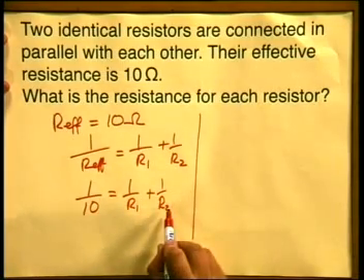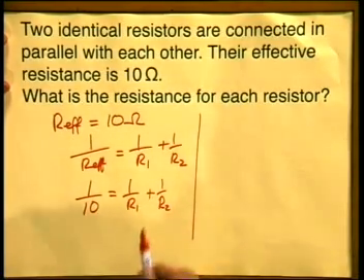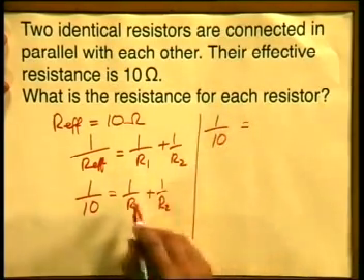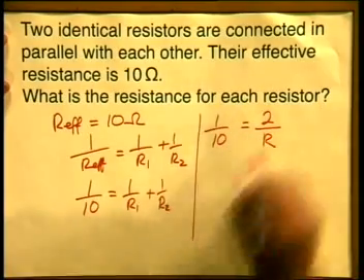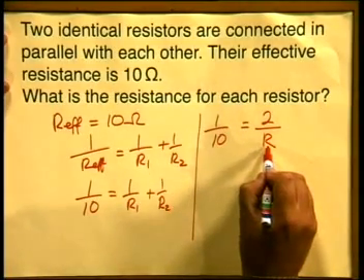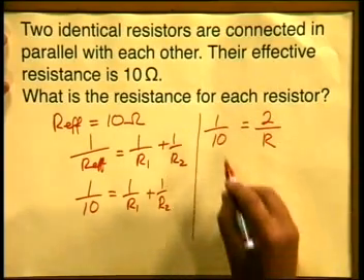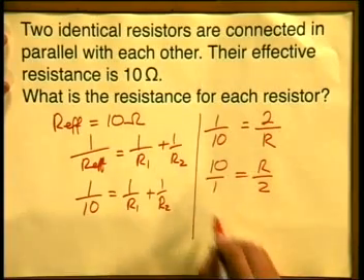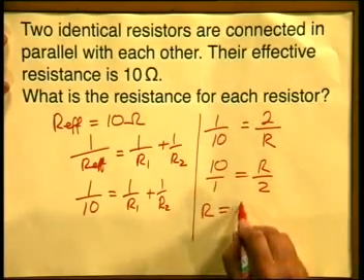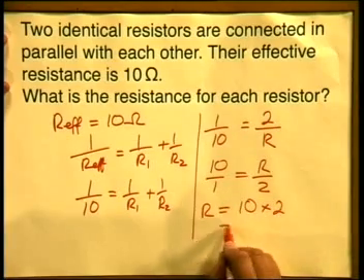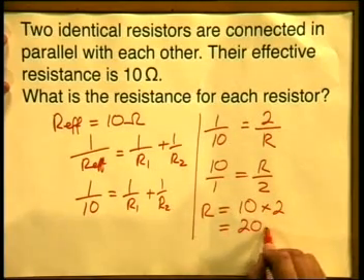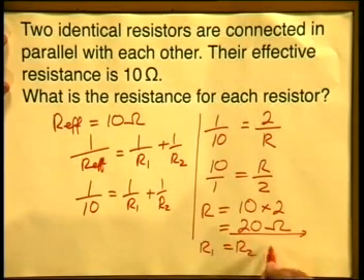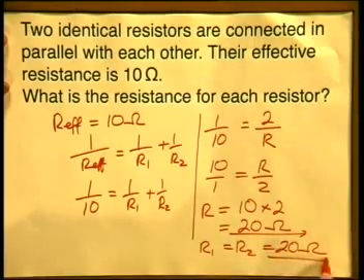Now if R1 and R2 are identical, and using the concept of basic fractions, then 1 over 10 must equal 2 over R. I now need to get R on its own, so I must now invert the problem. 10 over 1 is equal to R over 2. Calculating for R, we cross multiply. 10 multiplied by 2, and that gives us a value of 20 ohms. So therefore, R1 equals R2 equals 20 ohms.